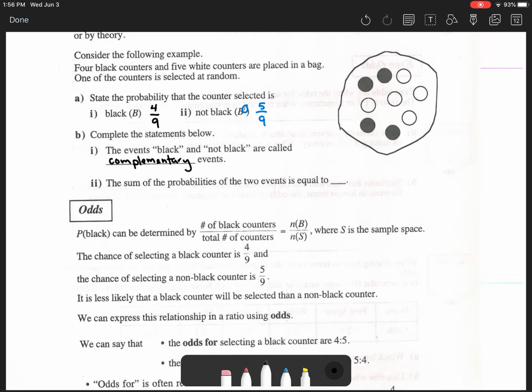Okay, remember those two values always have to add up to the number 1, or as percentages they will add up to 100%. And that's what the next question basically is. The sum of the probabilities of the two events is equal to the number 1 in this case, right? If you take 4 over 9 and you add it to 5 over 9, you will get 9 over 9, which again reduces to 1 or 100%.